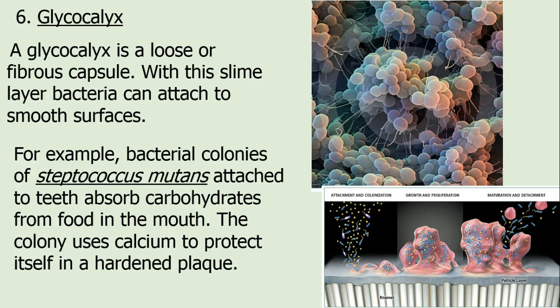Glycocalyx, think of something slimy, the slime layer. It attaches to smooth surfaces, such as the way Strep mutans attaches to the smooth surface of our teeth. There it's going to absorb carbohydrates. You see, it doesn't eat our teeth. It uses the food in our mouth, and then it secretes or urinates acids. It also uses calcium to protect itself, and that's the plaque.